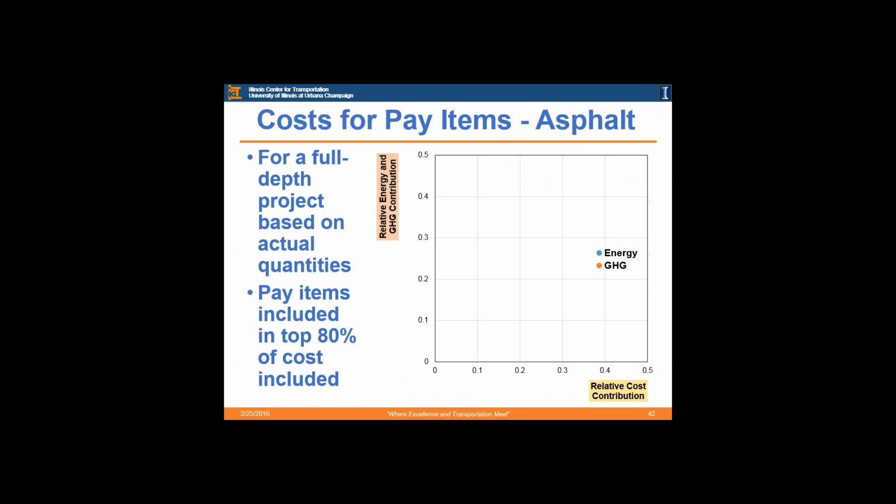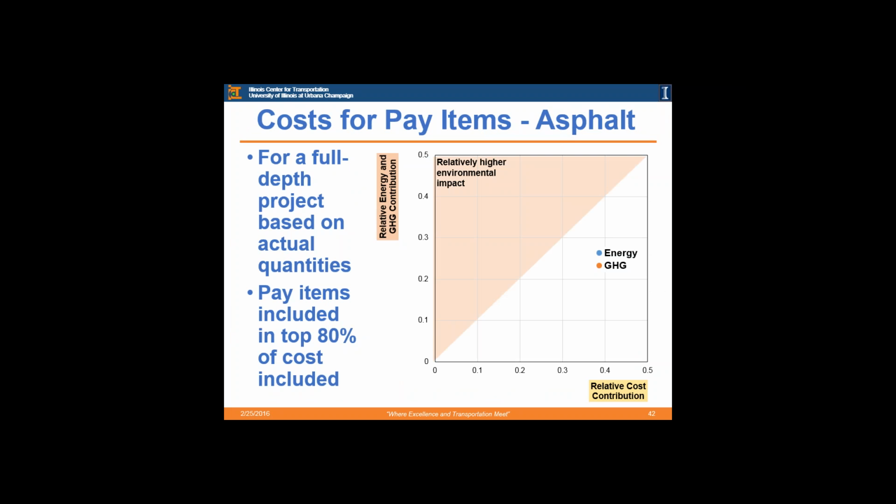Okay, so moving on to the cost for the pay items now. This is based on an actual full depth project from the tollway, and it's using the actual quantities. We looked at the pay items that are included in the top 80% of the cost. So here we have the relative environmental impacts of the energy and greenhouse gases. And then on the bottom, we have the relative cost contribution.